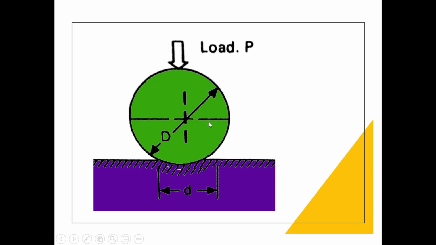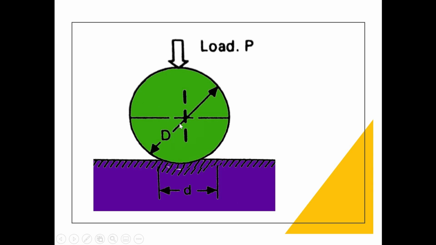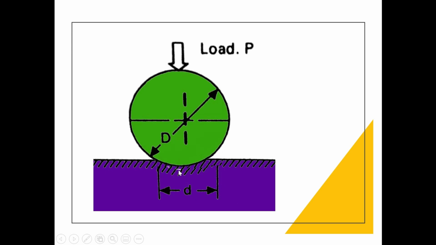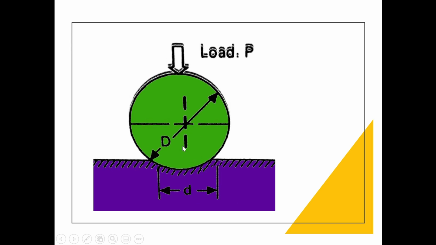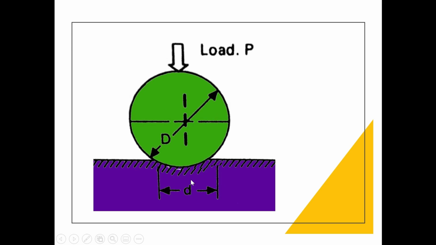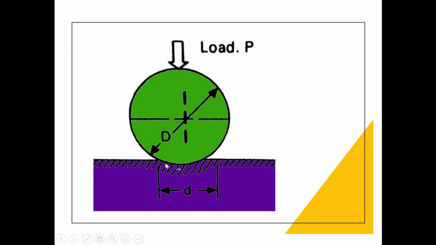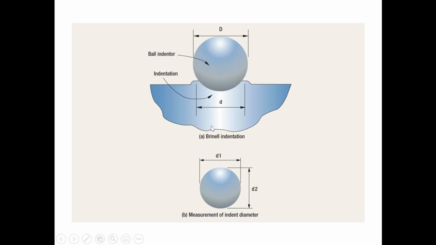Initially, you have to touch the specimen to the indenter ball. First, you have to apply the minor load and then major load. Then indentation will be produced. This is the diameter. Small d is the indentation diameter. Capital D is the ball diameter.